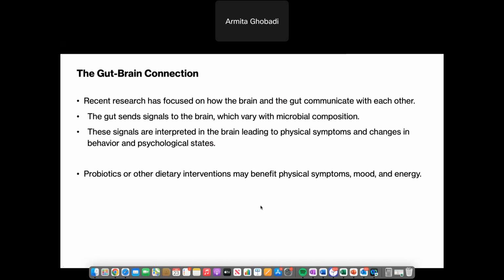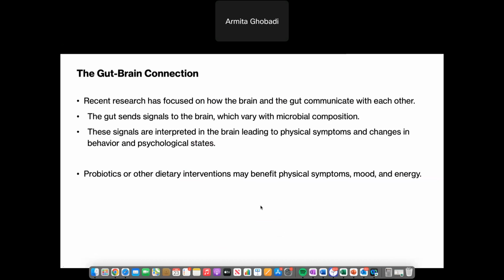So it seems like there are some signals that are interpreted in your brain that lead to some sort of physical symptoms and some changes in your behavior and psychological states. And the same goes for your physical states. So again, it is like a two-way street.